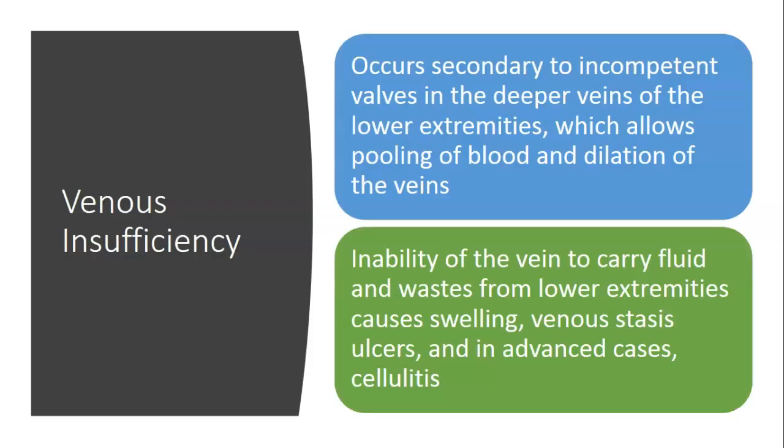So we're going to talk about venous insufficiency. Venous insufficiency basically occurs secondary to incompetent valves in the deeper veins of the lower extremities, which allow pooling of blood and dilation of the veins. There's an inability of the vein to actually carry fluid and waste from the lower extremities, which will result in swelling, venous stasis ulcer, and in advanced cases, cellulitis.